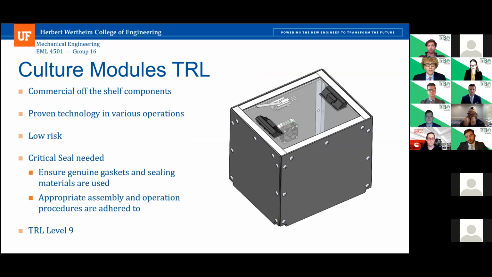For the culture modules, we once again use commercial off-the-shelf components with proven technology in various operations with low risk. However, due to the criticality of the seal needed for a successful operation with the culture modules, we need to ensure that genuine gaskets and sealing materials are used and are not counterfeit products. And we need to adhere to appropriate assembly and operation procedures to ensure appropriate application for our culture modules. However, with that in mind, the TRL level will still be 9 for this subsystem.